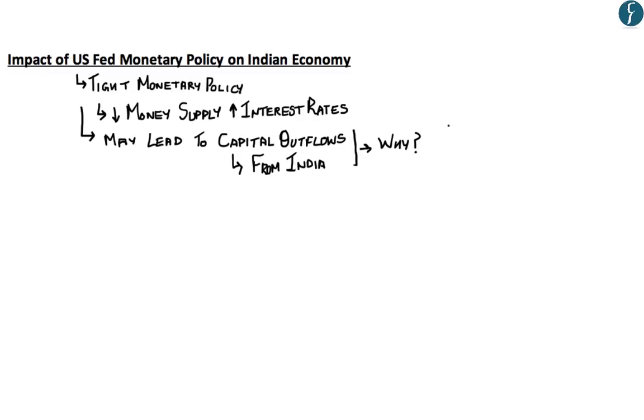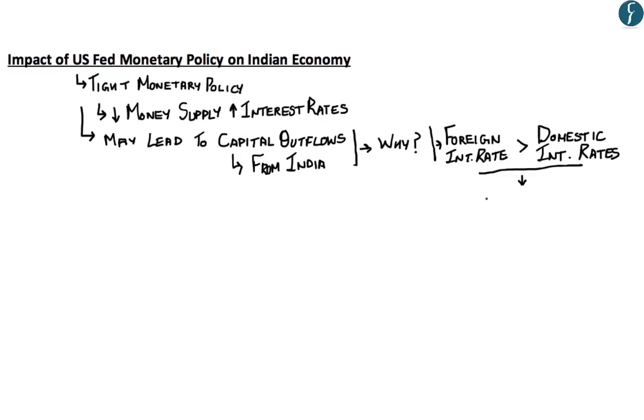Now, when foreign interest rates are higher than domestic interest rates, then investors move their funds to foreign countries, which provide a better return on their investments. Now, hopefully, up till here, you have understood that the US Federal Reserve has decreased its money supply and increased its interest rates. Now, this may lead to capital outflows from India because the foreign interest rate gives better return than the domestic interest rate, and therefore the investors would move their capital outside from India.